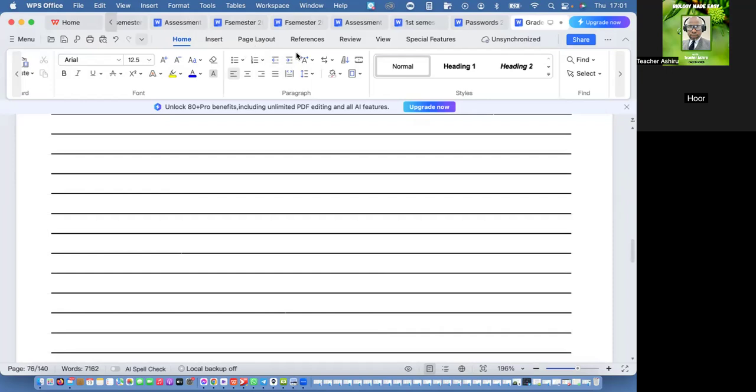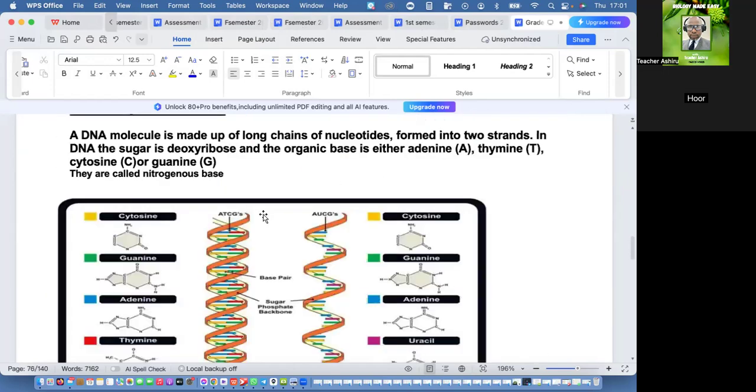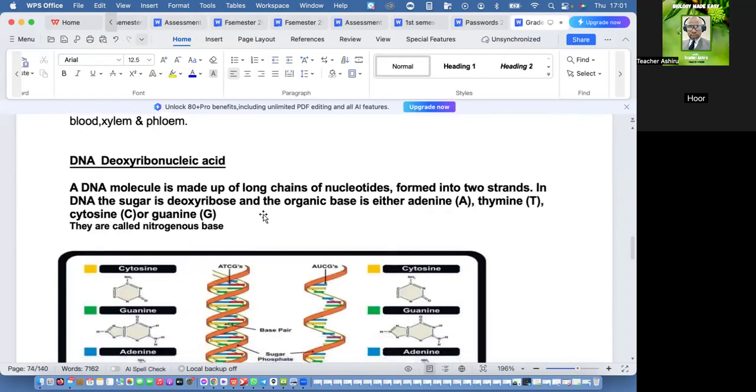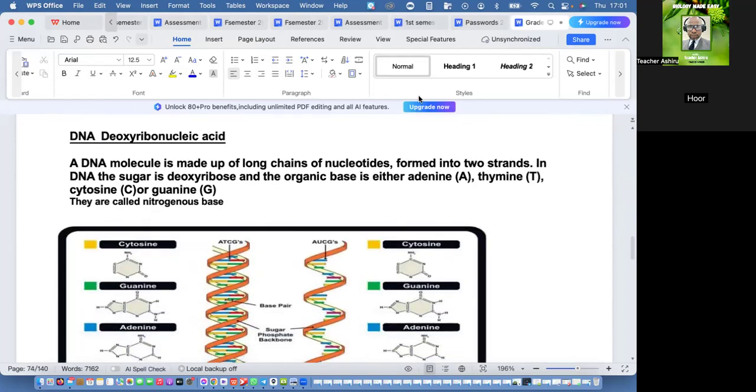Before you sign out, let me see something first. I hope I've been able to cover everything. So if I ask you, for instance, what are the nitrogenous bases? Can you list the nitrogenous bases? They're adenine, thymine, cytosine, and the G one. Yeah, the guanine. We call it the guanine.